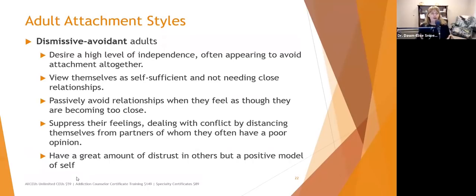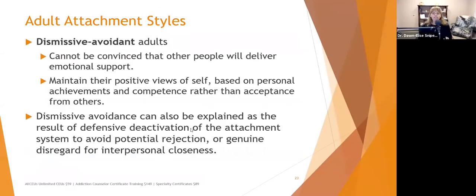With your dismissive avoidant adult, they don't want to be engaged. They want people to just leave them the heck alone. They often cannot be convinced that other people will deliver emotional support. It was never available before, so why should I expect it now? They maintain their positive views of themselves based on personal achievements and competence rather than acceptance from others, because in their history, they never got acceptance from others. So they're not expecting it now, and they derive their own satisfaction from this internal narcissistic model.